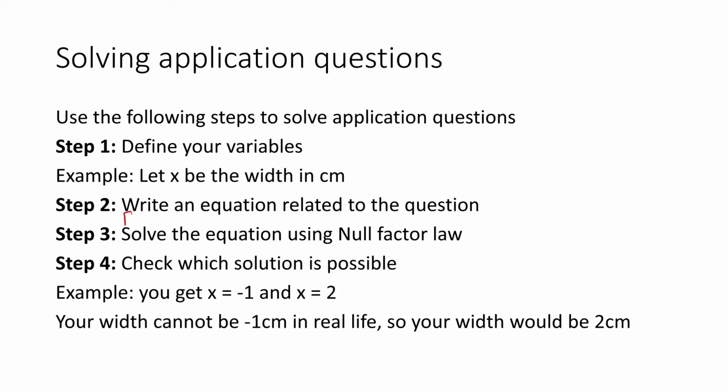So factorize and solve for the equation. Step 4, you check which one's possible. So for example, if you get x equals -1 and x equals 2, in this one we're talking about width. Your width can't be -1 centimeter. You can't have a -1 centimeter cardboard box. So your width would definitely have to be 2. So your answer would be only x equal to 2. There is no x equal to -1.